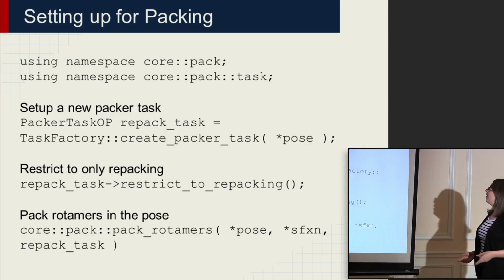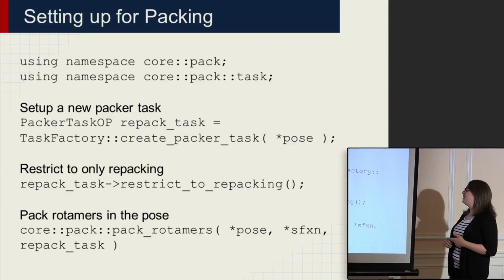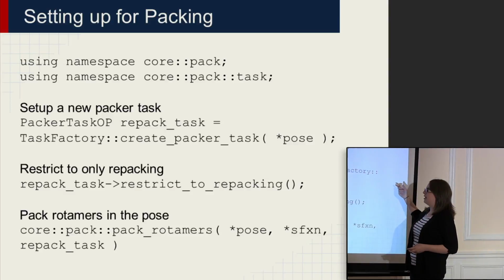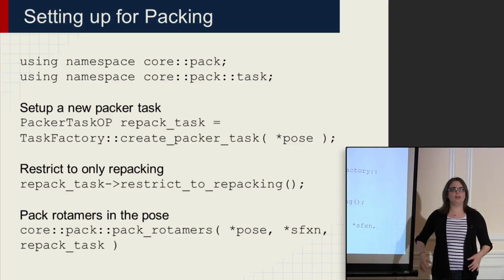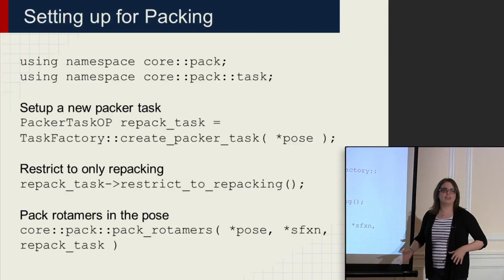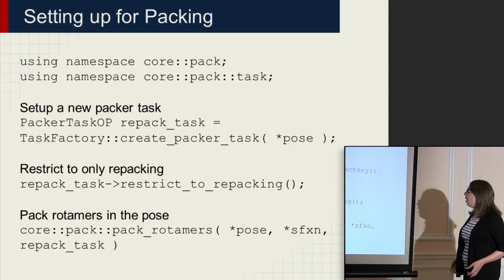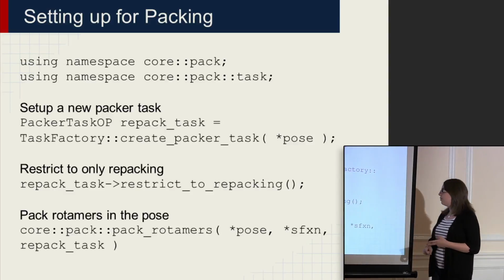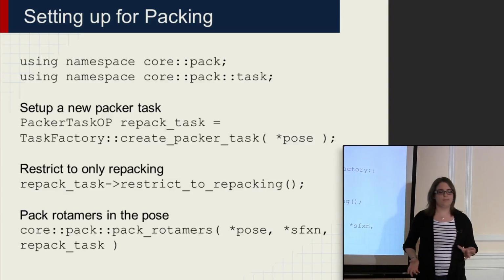And to set up for packing, there are two namespace groups that you're using, core pack and core pack task. You'll create a new packer task. You do that through the task factory. In this lab, we'll do something called restrict to repacking, which means that you're just going to make individual Rotamer substitutions, instead of in a case like design where you'll make whole amino acid substitutions, or there's different options there. And then finally, you'll make calls to pack Rotamers, where pack Rotamers takes a pose, a score function, and a repack task. And that's where you'll start to interface with the packing task.